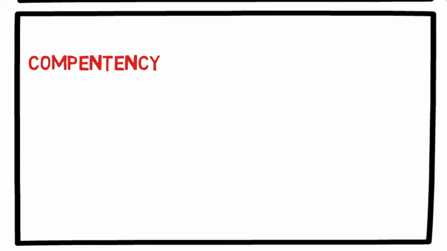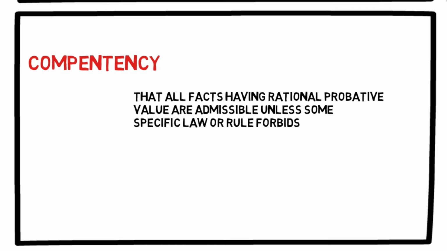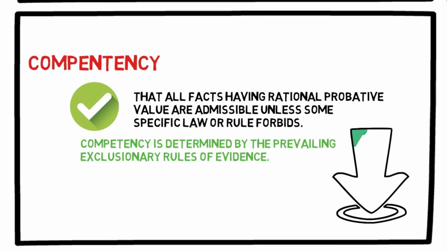Competency. The rule on competency states that all facts having rational probative value are admissible unless some specific law or rule forbids. In short, the evidence is not excluded by law or rules. Competency is determined by the prevailing exclusionary rules of evidence. Competent evidence was already discussed in our previous video. Check the link on the description box.